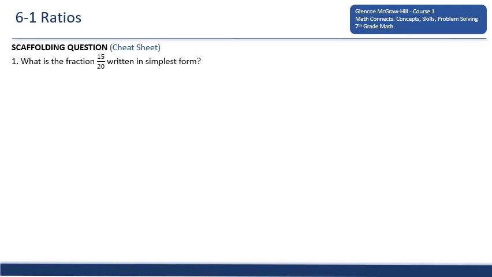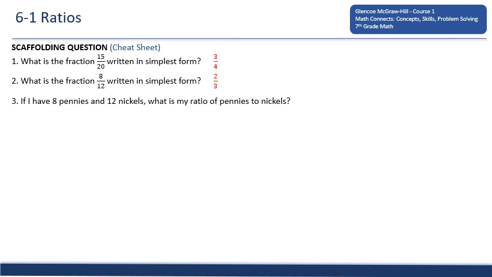Scaffolding question. What is the fraction 15/20 written in simplest form? So we need to know what the greatest common factor is. That would be 5. So if we divide the numerator and the denominator by 5, we get 3/4. What is the fraction 8/12 written in simplest form? So again, we need to find the greatest common factor, which is 4. 8 divided by 4 is 2. 12 divided by 4 is 3.